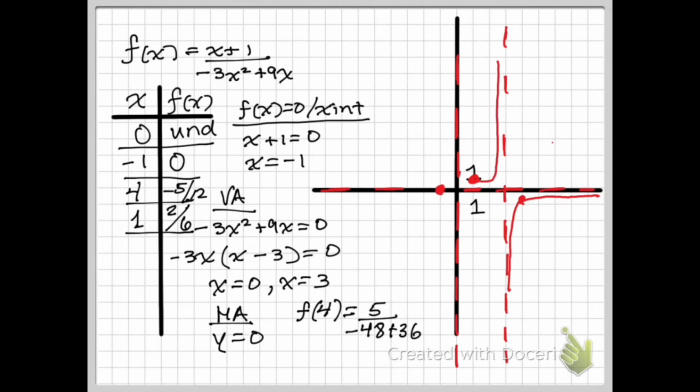So I'm going to approach that vertical asymptote on the right and approach the vertical asymptote on the left. And that gives me the middle region. Okay, now I have this region over here to the left. So what's going on in this region?